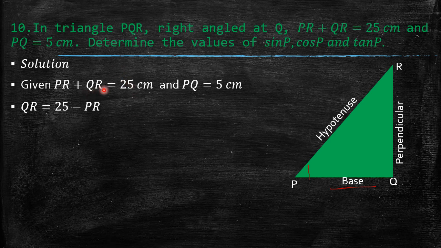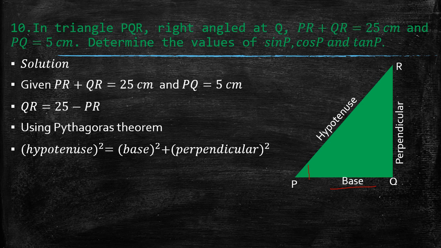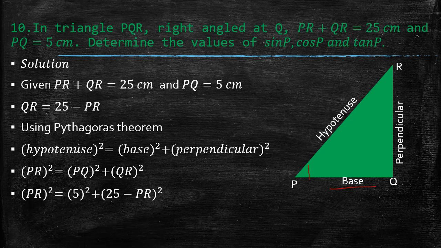So, what you will do? You will take one side. Suppose I take QR. So QR is equal to 25, PR will go to other side, 25 minus PR. Okay. So the value of QR is 25 minus PR. Now just using Pythagoras theorem, hypotenuse square is equal to base square plus perpendicular square. You can write in short H square equals B square plus P square. So PR square is equal to PQ square plus QR square. So PR square is equal to 5 square plus 25 minus PR whole square. Okay, in place of QR you will write 25 minus PR whole square.